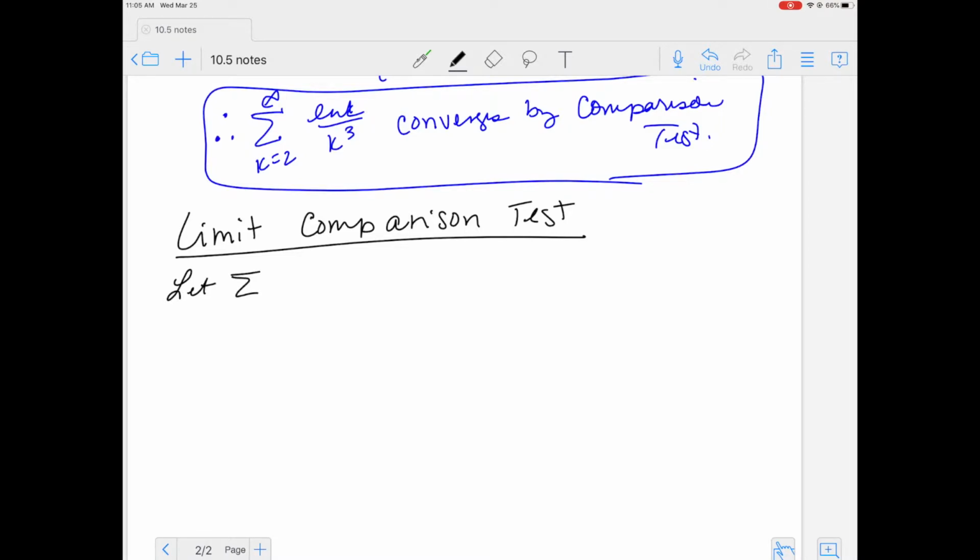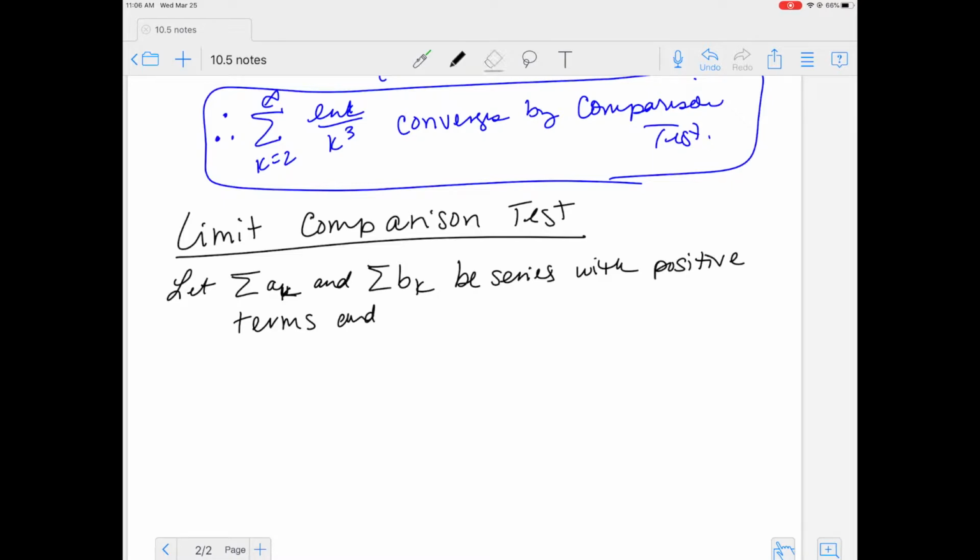We're going to let our series A sub k and the series B sub k be series with positive terms. And we're going to let this happen: the limit as k approaches infinity of A sub k over B sub k equals L.